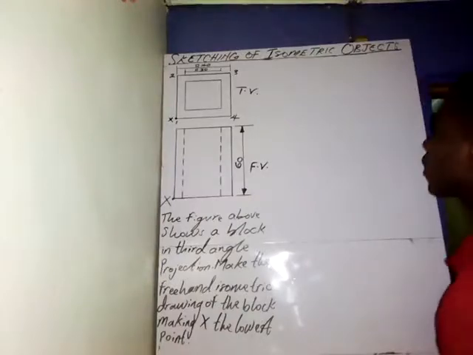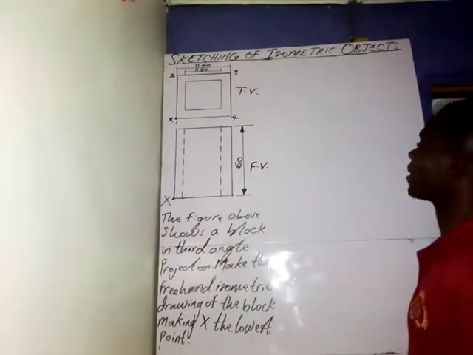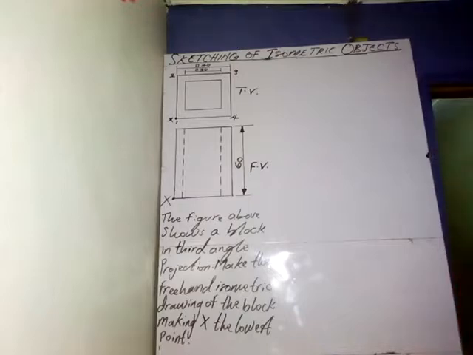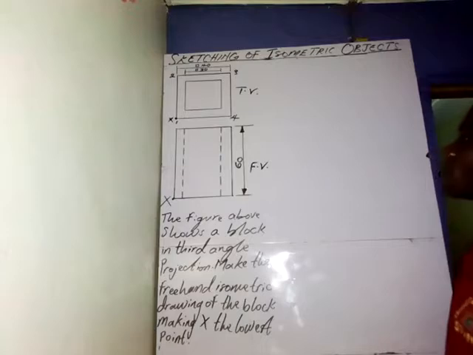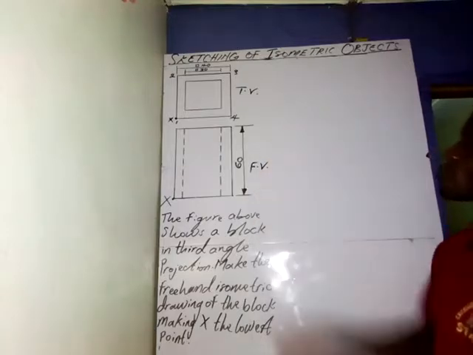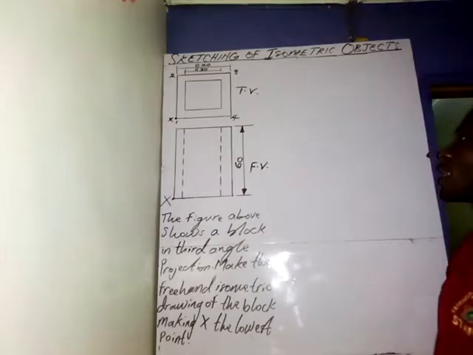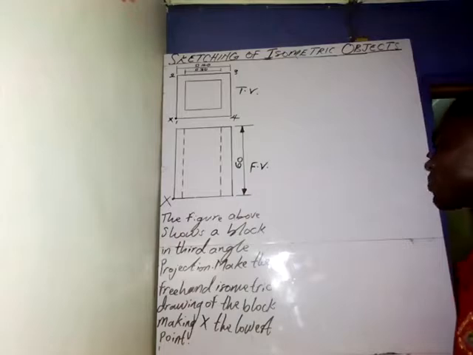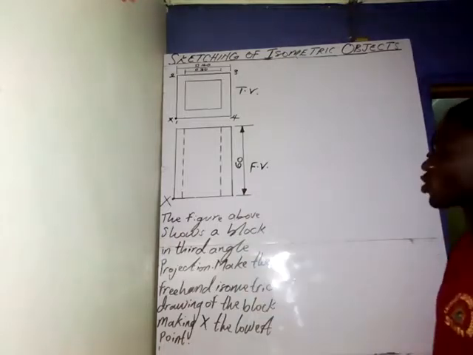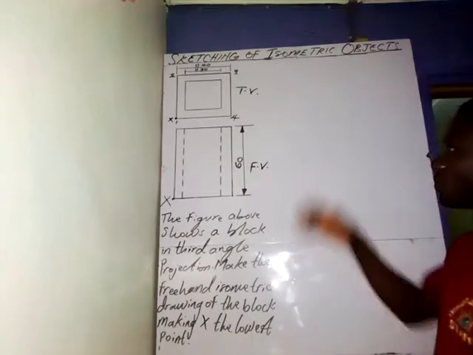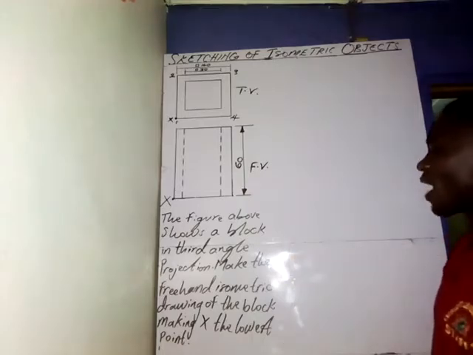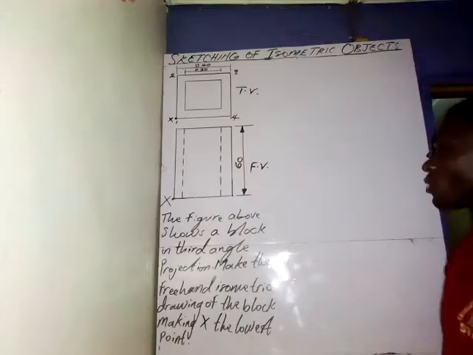Alright, here we want to look at sketching of isometric objects, when we are given the orthographic views of the object and we are to produce its isometric view free-handed. Let's look at the instructions so that we will know what we are to do and what the views that we have here are all about.